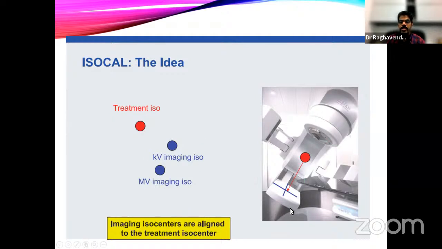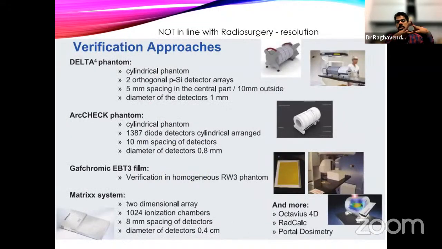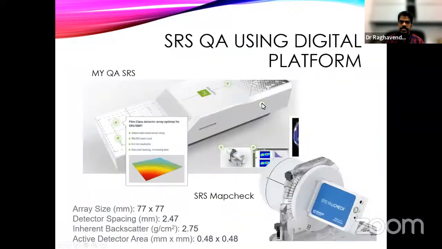Here, the gantry sagging or the deviation of one to another is corrected automatically as the feedback system in the Varian. So that needs to be verified before doing an SRT. We have plenty of QA systems available, but remember, they're all not in line with the radiosurgery resolutions. What we are seeing here is 1 millimeter, so they are not up to our satisfaction.